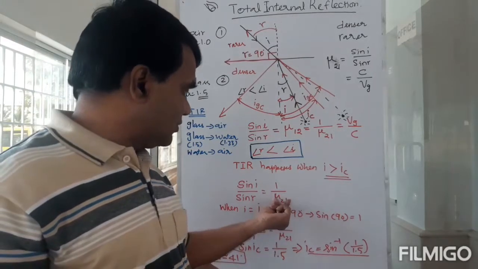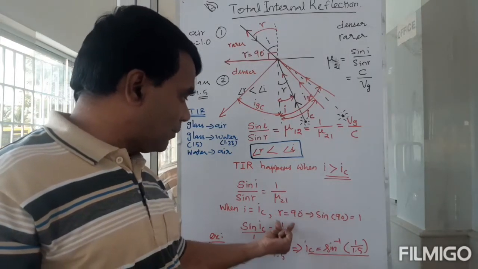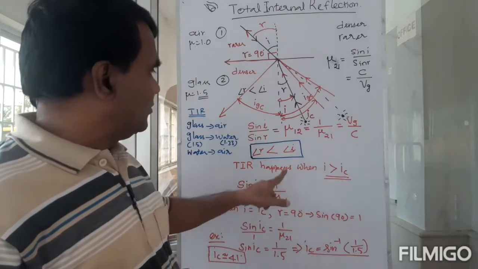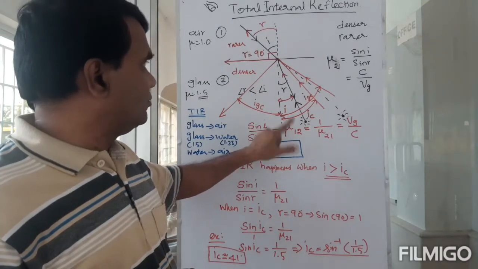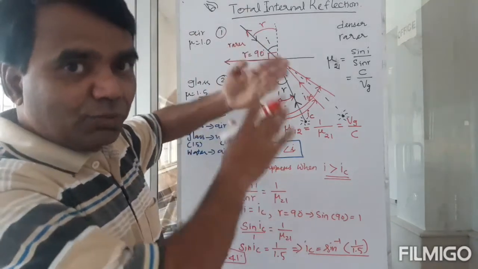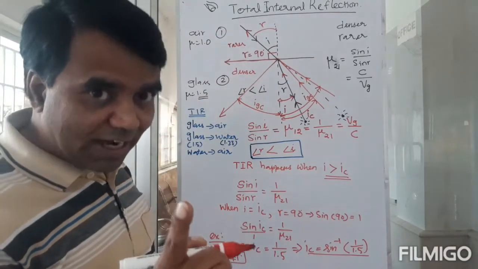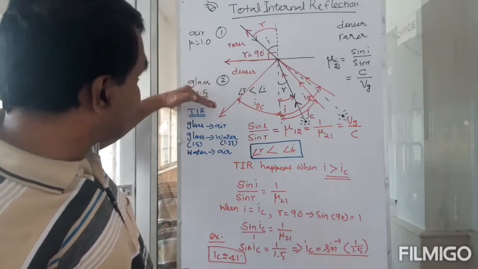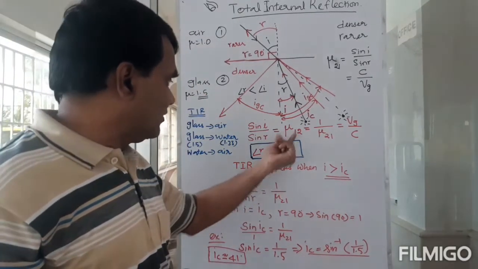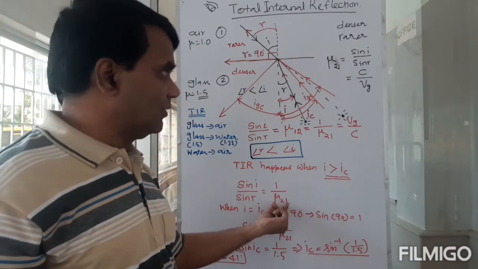So we are going to use this, and that would be always 1 by this, right? Because here this gives you the other medium. It gives you the refractive index of air with respect to glass. But what you have is refractive index of glass with respect to air, and that is why you have 1 by mu here.